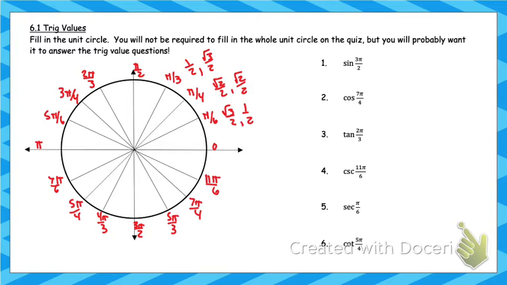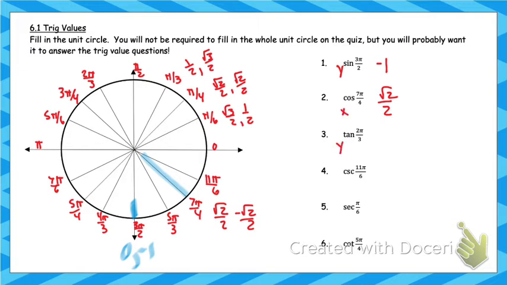All right, so sine is the y coordinate on the unit circle. So 3 pi over 2 is down here. The coordinates at that point would be 0, -1. So the y coordinate is -1. Cosine of 7 pi over 4, that's the x coordinate. So the x coordinate for pi over 4 is going to be the same as the other pi over 4s. In this quadrant, the x coordinate is positive. So the x coordinate is √2 over 2.